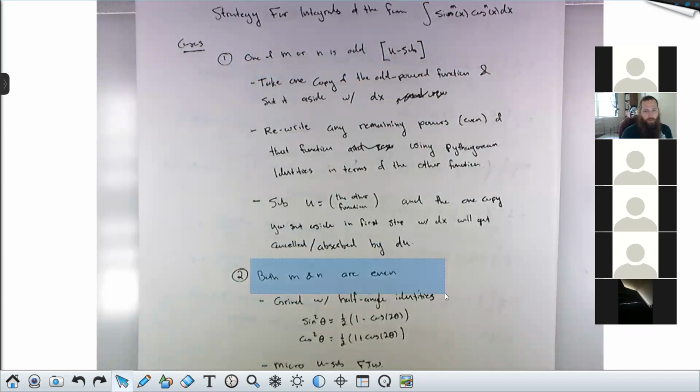And then if there are no odd powers, you just grind with the half angle identities. The only weirdness is if both of them are odd. In that case, sub for the larger one. That will make life easier. You can get through either way, but if you u-sub for the larger one, things will go a little smoother.